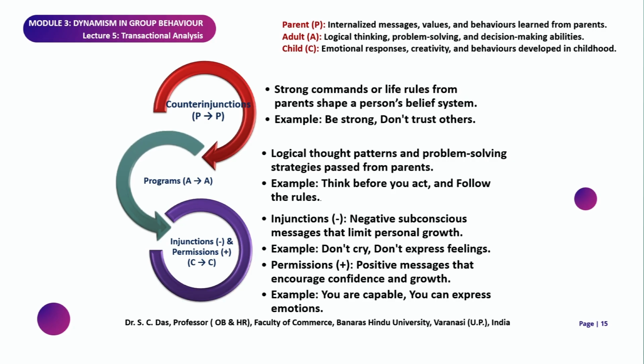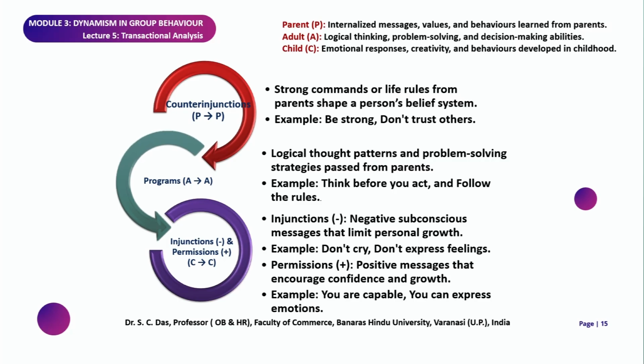Now counter injunction, what is it exactly? That is the strong commands or life rules from parents that shape a person's belief system. Because it is channelized from your parents: be strong, don't trust others. These are the things we learn from our parents. So ultimately what happens is that it leads the child to hold the parent ego.